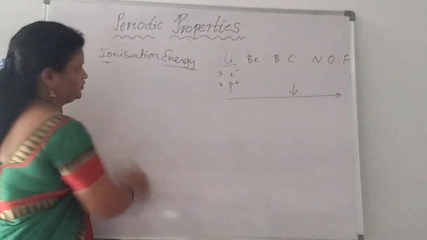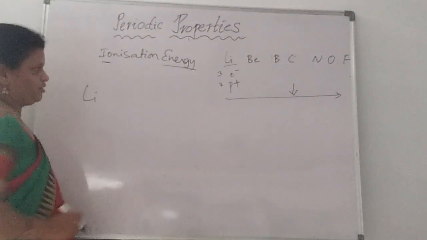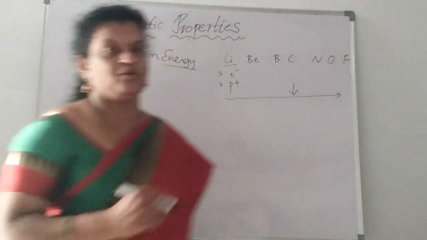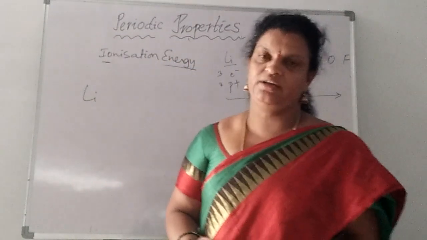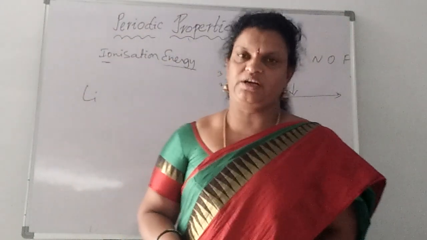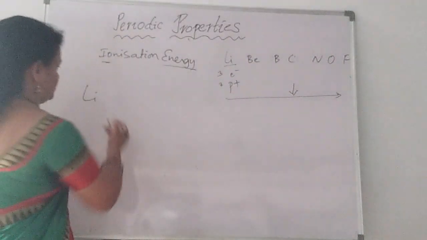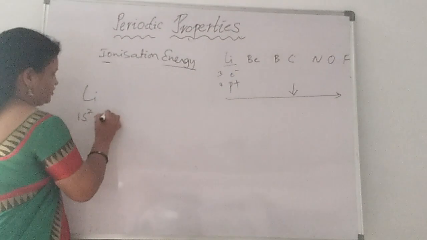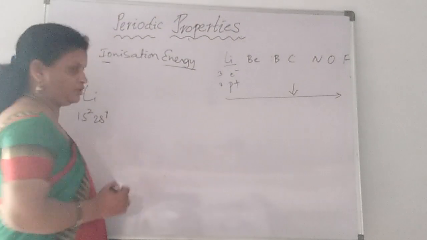There is no order. So let us take the same elements. Lithium is here. Now, to see how the ionization energy varies across a period, we have to look at the remaining factors also. What are those factors? I'll say here. So first, lithium. We write the electronic configuration 1s2 2s1. We want to remove the electron from 2s.